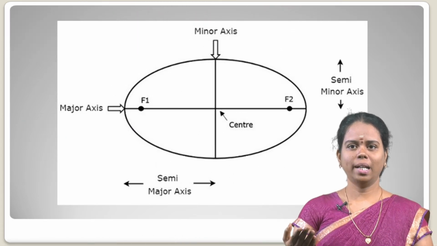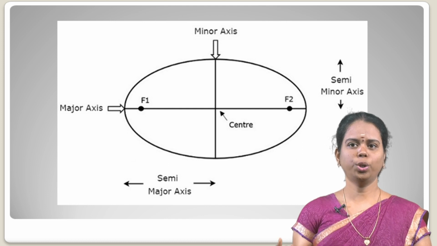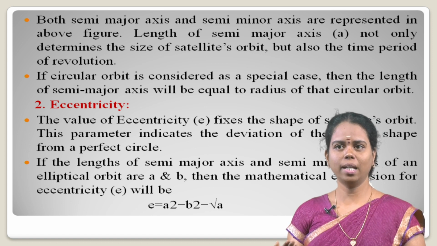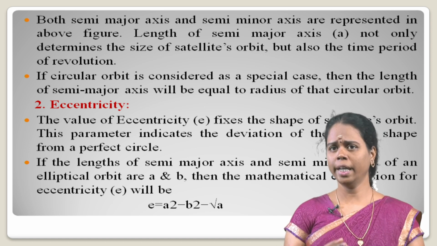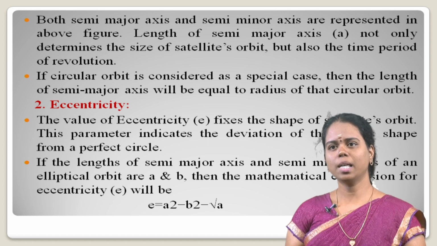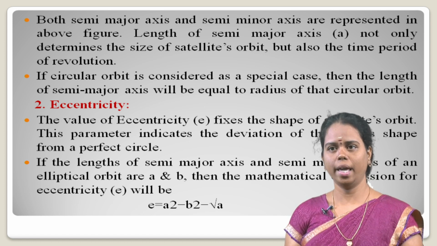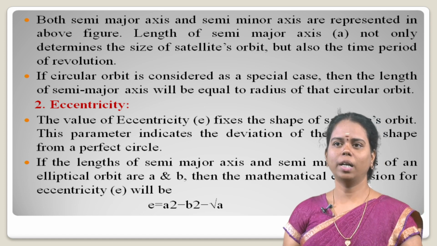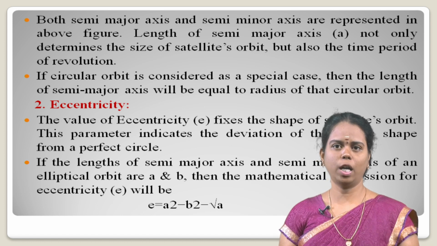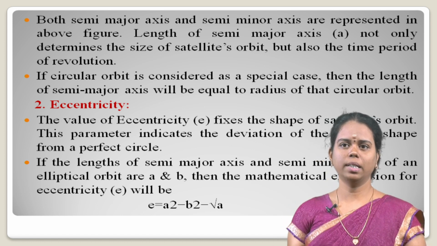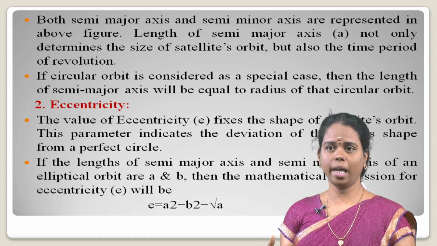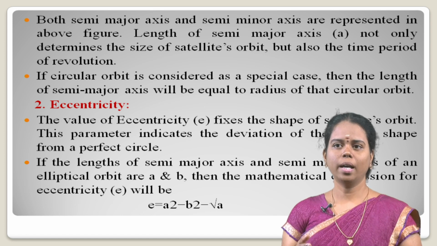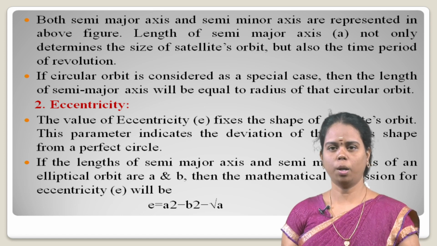This one is the minor axis and major axis, with foci denoted F1 and F2. Both semi-major axis and semi-minor axis are represented in the above figure. The length of the semi-major axis is denoted a. It not only determines the size of the satellite orbit but also the time period of revolution. The circular orbit is considered a special case. Then the length of the semi-major axis will be equal to the radius of that circular orbit.